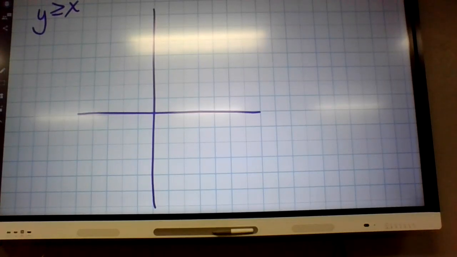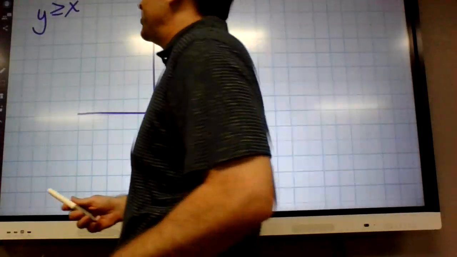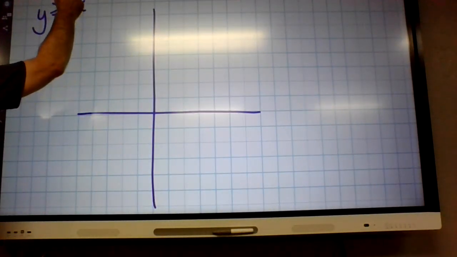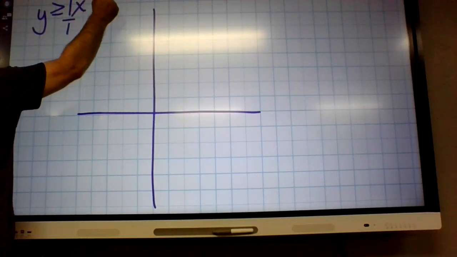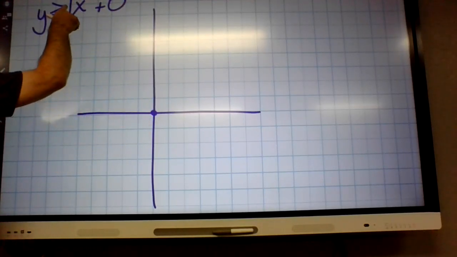It's like a shaded... yeah, shading. So if it's just a y and an x, this is in slope-intercept form. What's the slope? 1. What's the y-intercept? 0. So we start at 0, and then we go rise 1, run 1.